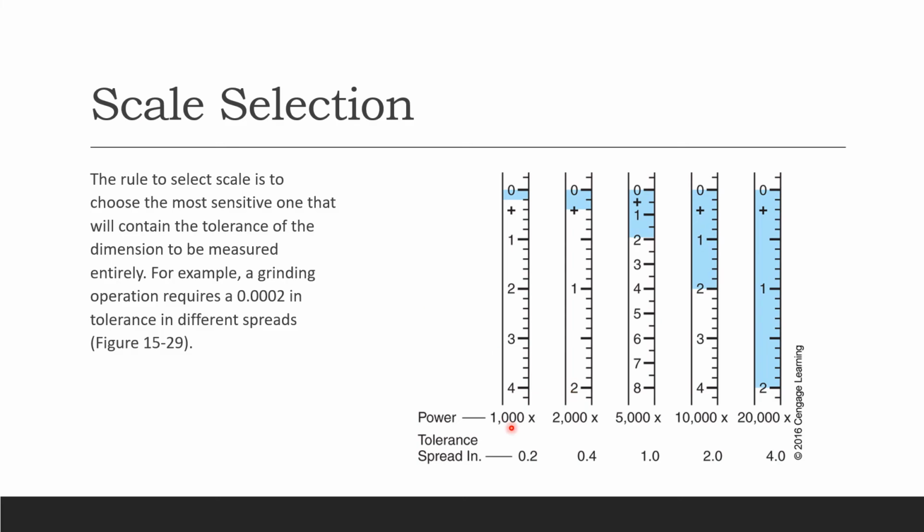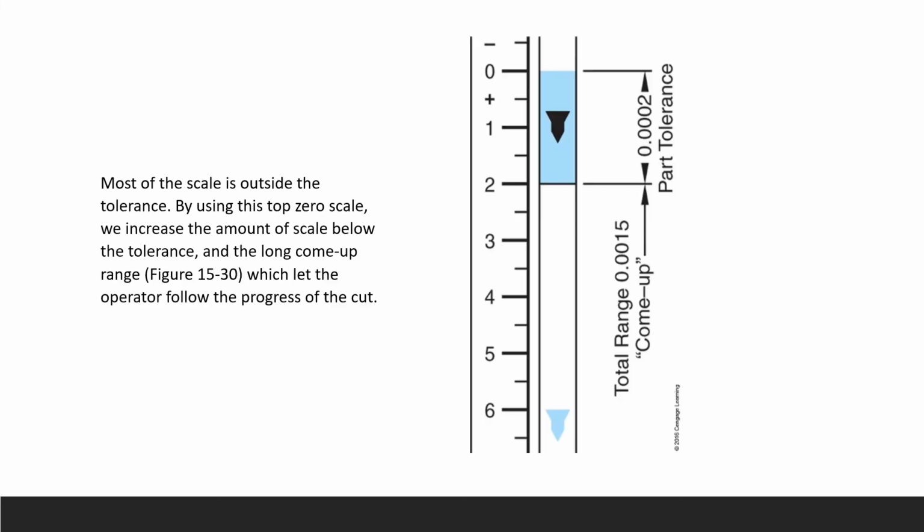So you can see the more your amplification goes up, the spread is larger. So most of the scale is outside the tolerance. By using this top 0 scale, we increase the amount of scale below the tolerance, and the long come-up range lets the operator follow the progress of the cut.